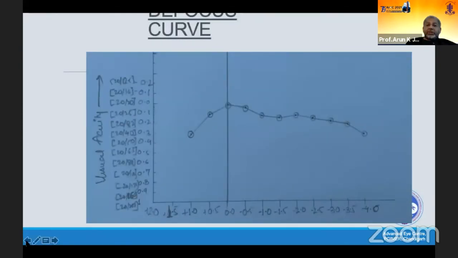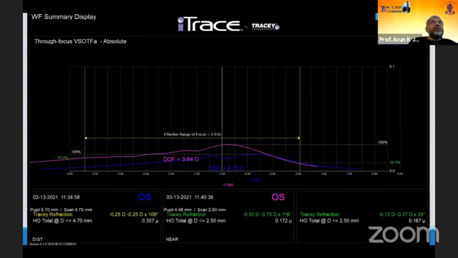And this is the defocus curve which we charted manually. It takes a long time, almost 1 hour, to chart this defocus curve manually by doing it in the optometry department. But iTrace does it in just 2 minutes.